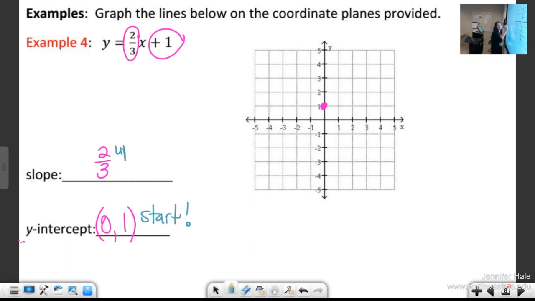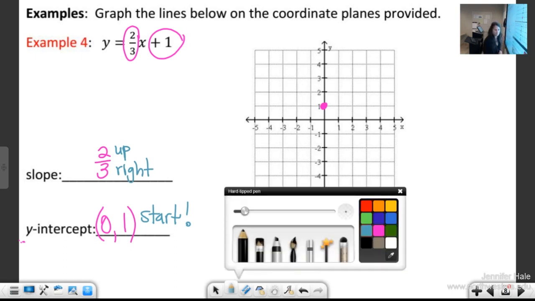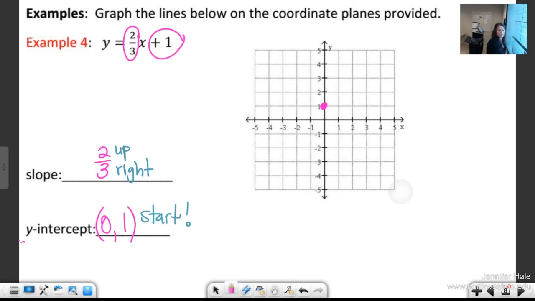So if it's positive, you're going to go up the top number and then to the right, the bottom number. You're always going to the right on the bottom number. Okay. So put your pencil back on your 1. From here, you're going to go up 2 and then over 3 to the right. So you're going to jump up 2, then over 3 to the right, and make your next dot. Okay, so you start from your 1, and you go up 2, over 3.